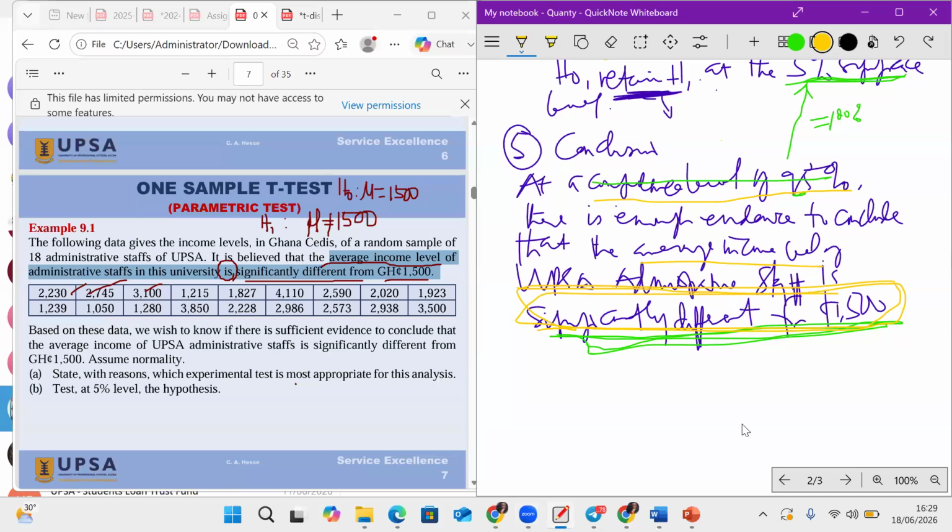But we are not going to write that the student is true. We are saying it in specific terms. Their claim here is true based on our tests: that indeed the average income level of administrative staff in this university is significantly different from 1,500. That's what we just confirmed. We will not say we have rejected the H0 or say it is not 1,500. We just quote what they said. Are you getting it?